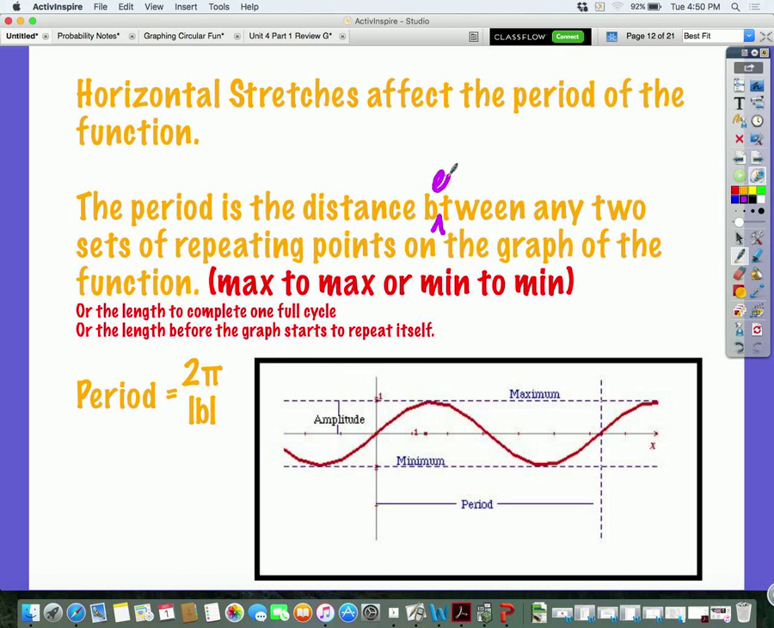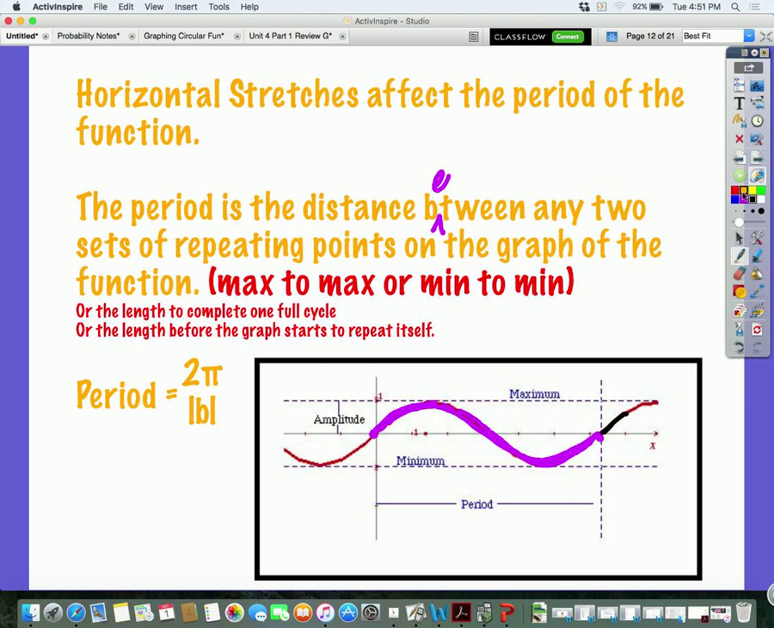As this diagram shows, in this particular graph, from here to here represents a period. Because after that second purple point, the graph is going to start to repeat itself. And that, again, represents the period of the function. Okay? You can also go from max to max if our x-axis was labeled, but we don't have that there.